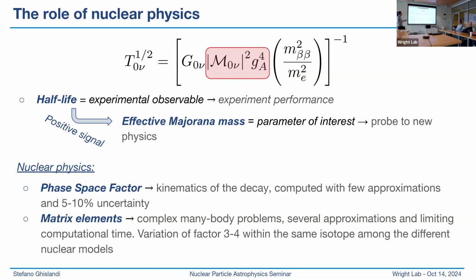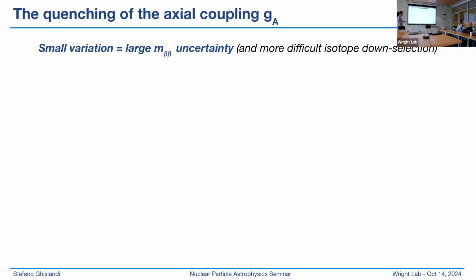I wrote this part in this way because I wanted to put the attention on this part, which is the axial coupling, which is to the fourth power. So a very tiny uncertainty on this reflects as a big uncertainty on the half-life. And this makes complex both the calculation of this and beta-beta and also the isotope down selection when you are not actually seeing the Neutrinoless double beta decay. So that's what I just said.